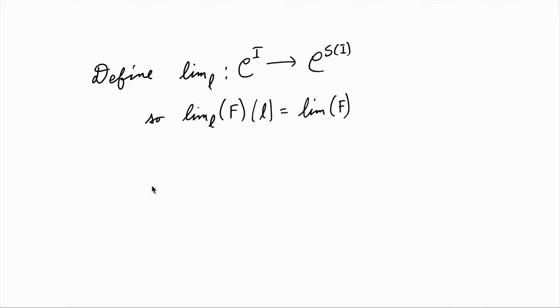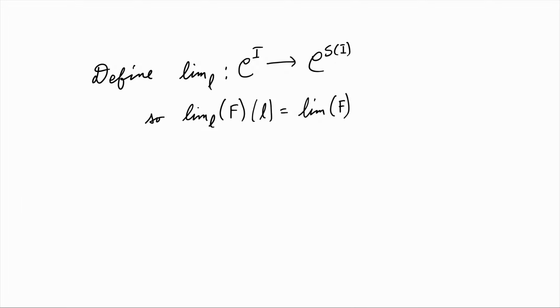Okay, we're going to define a new limit functor that's going to involve cones. Instead of just taking a limit and getting an object, we're actually going to have a functor that's going to be working with cones. So, for instance, if we have a functor which represents a diagram of shape I, we're going to send it to the diagram that has shape S of I, where the summit is actually the limit.